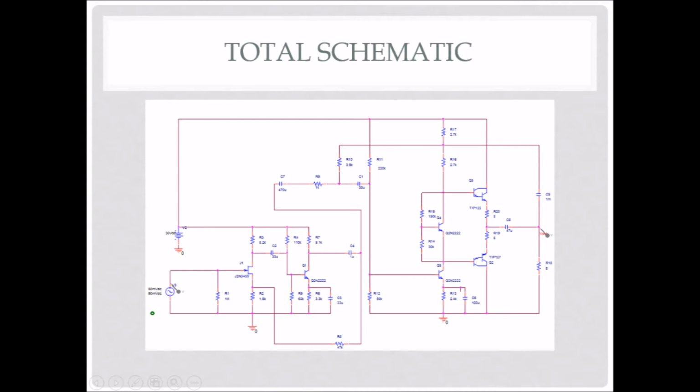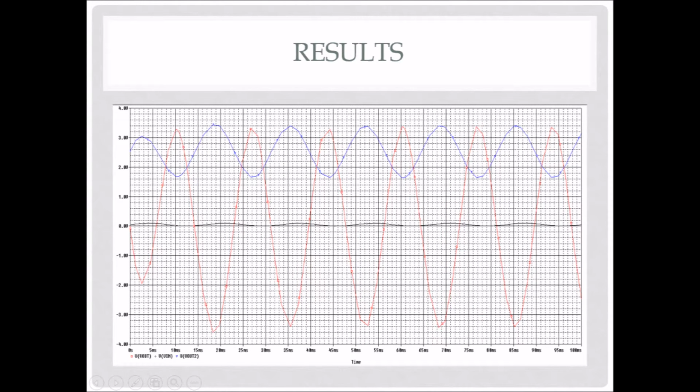This is our total schematic, integrating both the preamp and the power amp. The preamp output is used as the input for the power amp, and we used 30 volts to power both circuits. Alright, these were the simulated results of our full schematic.